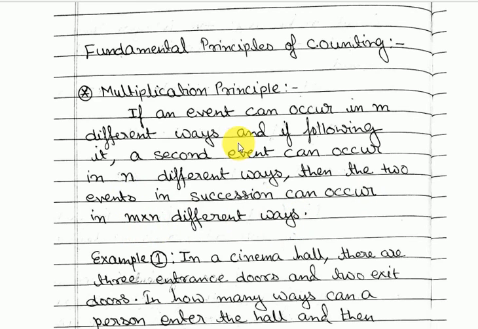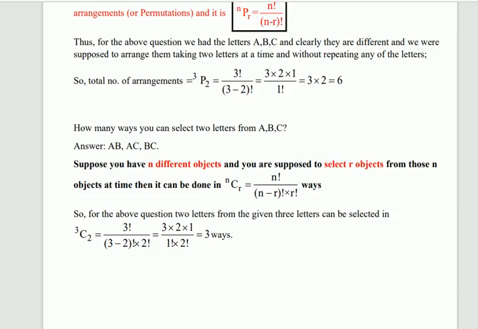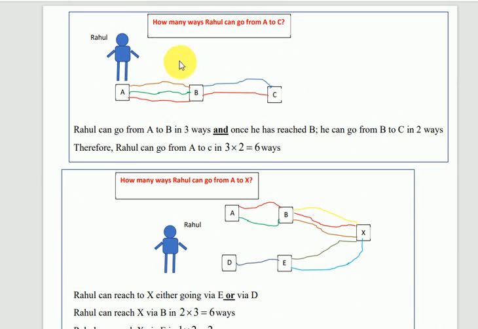Let us try to understand this by an example. Here the question is, how many ways can Rahul go from A to C? Rahul is at position A, and he has to go to C. Before reaching C via B, from A to B he has three routes. He can follow any of the three routes to reach B, and from B to C he can follow any of the two routes.